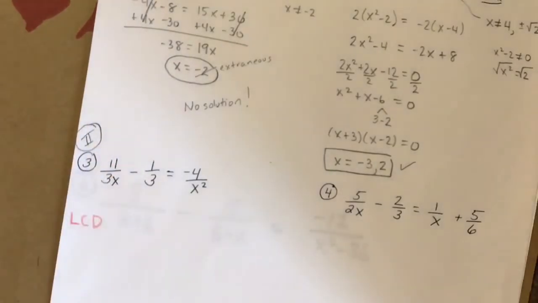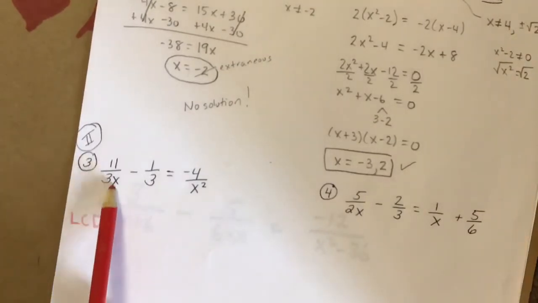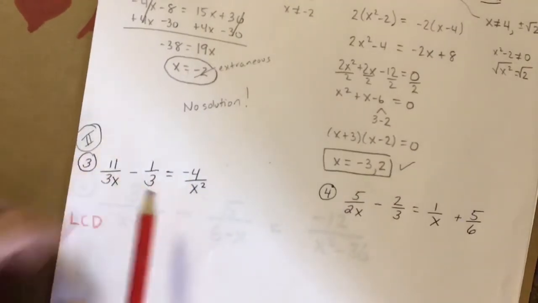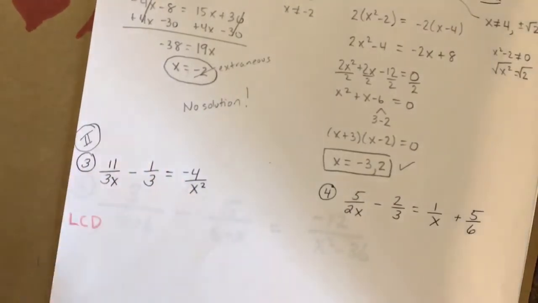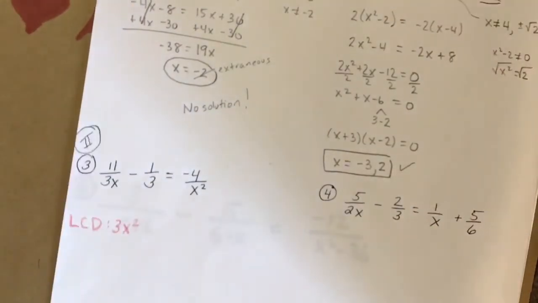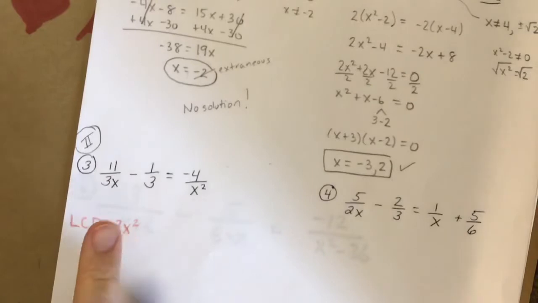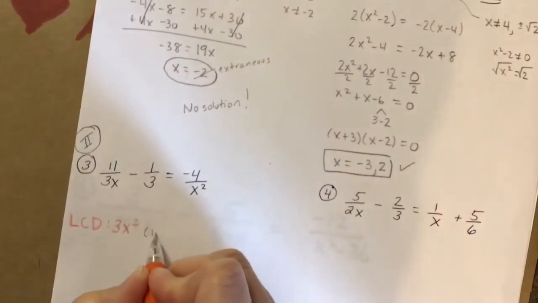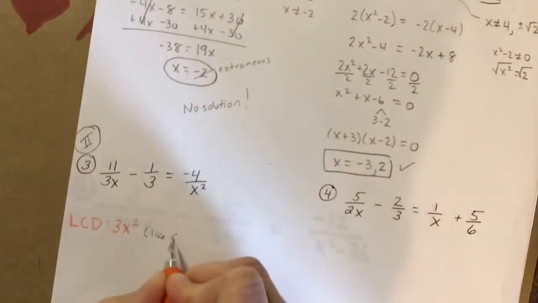LCD. I need a least common denominator. So the least common denominator of all 3 fractions, I need 3, and then I need x squared. My LCD is 3x squared. All right. Now, here's what we do with the LCD. It's similar to complex fractions. It's like what we do with the complex fractions.